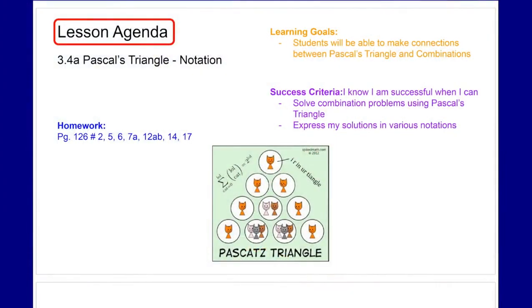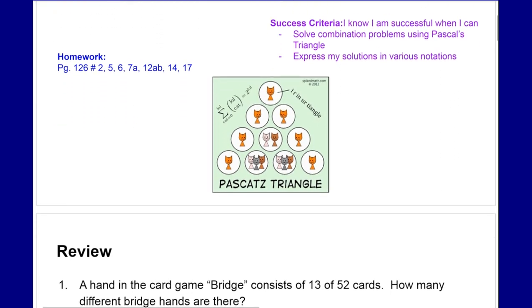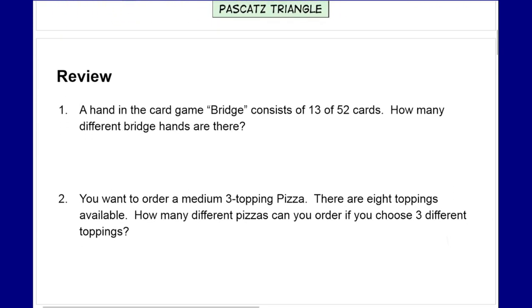In today's lesson, we are going to be looking at Pascal's triangle, specifically at the notation. So you may have heard of Pascal's triangle before, you may have seen it. It is kind of an interesting math concept, and we're going to be looking at it because it does involve combinations. Before we get into that, though, let's review a little bit of what we've already covered so far in this unit.